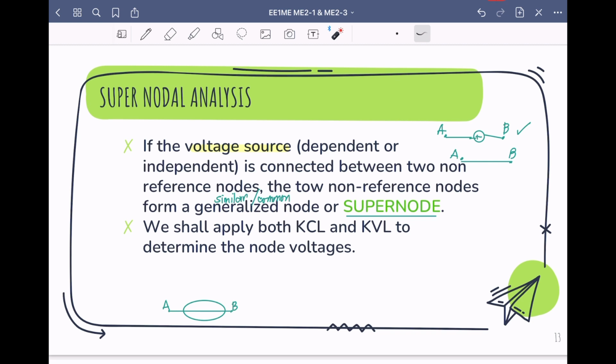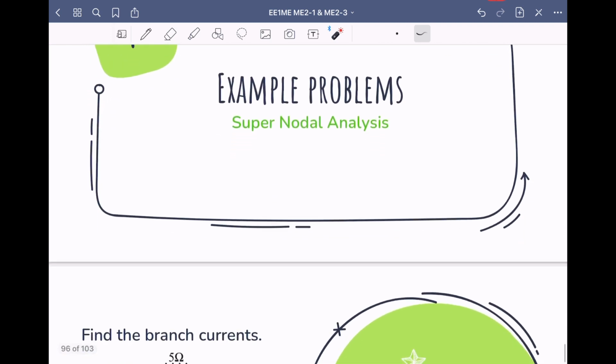Just remember that, again, ang sinusupernode lang po natin na voltage source, or ang short circuit lang po natin na voltage is yung voltage na connected sa pagitan ng dalawang non-reference node. So, ibig sabihin, kailangan yung voltage source mo hindi nakakabit sa ground or sa reference node natin. Kailangan siya ay nandun sa non-reference nodes. Okay? And then again, we apply KCL and KVL to be able to determine the node voltages, which is our agenda in the nodal analysis. Okay? So, let's have the examples.